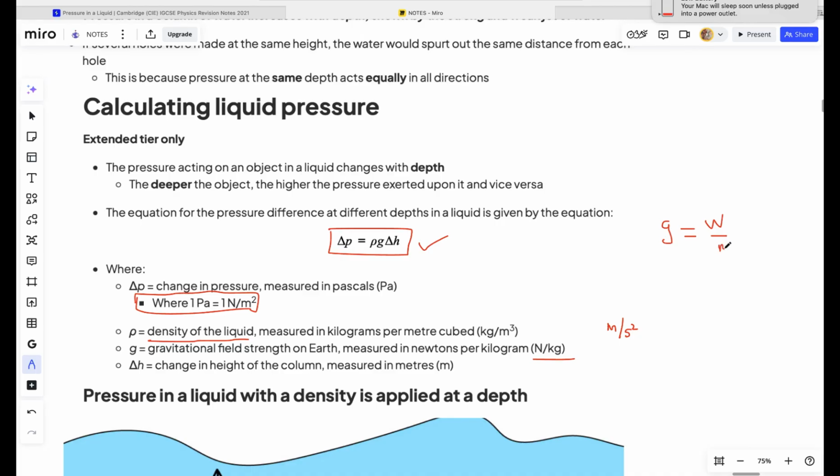Weight is mass times gravity. So if you make G the subject of the formula, G is weight over mass. Weight is in Newton, and the mass is in kilogram. This is how the unit is Newton per kilogram. Everything can be derived in physics. Now your delta H is the change in the height of the liquid, measured in meter. Is that okay?